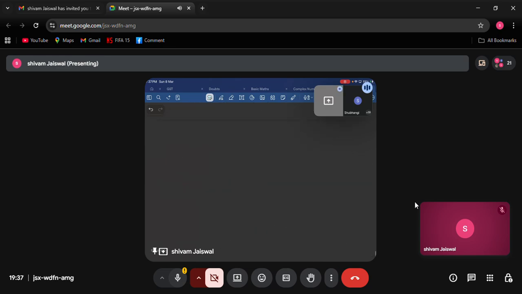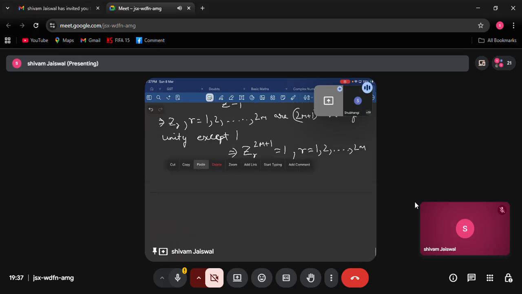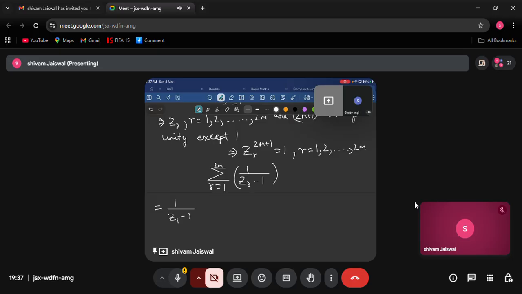Okay, let us start. Let us first of all expand this summation for better understanding. For R equal to 1, it will be 1 by Z1 minus 1 plus 1 by Z2 minus 1 plus 1 by Z3 minus 1 plus, and so on, up to 1 by Z2m minus 1. Okay, I need to prove that this is equal to minus n.